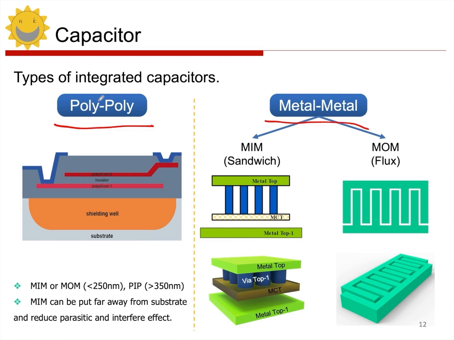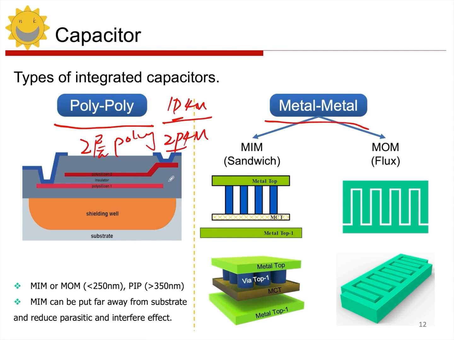So let's take a look at poly to poly. What does it mean? You must have two layers of poly, right? It has to have two layers of poly to work. But if you only have one layer of poly, then it won't work, right? For example, we previously mentioned a 1P4M process. Can this process provide capacitance? Clearly it can't, right? It only has one poly layer. But if you have a 2P4M process, then this process might provide poly to poly capacitors, right?